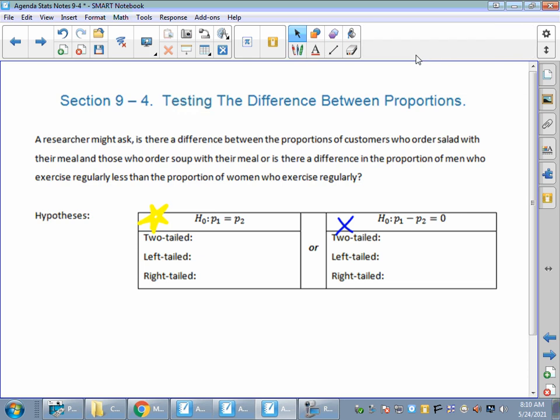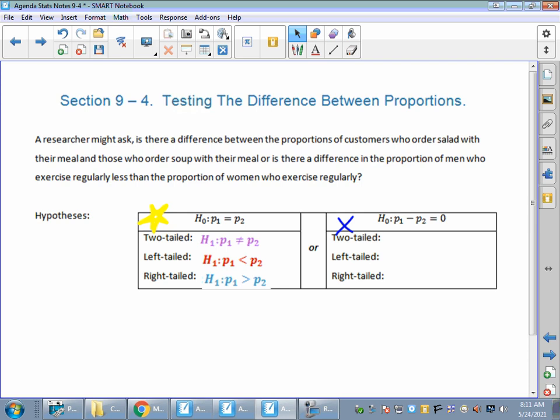So our H sub O, like always, is our hypothesis with equality. So H sub O will always be proportion 1 equals proportion 2. If it's two-tailed, those things are not equal. Is there a difference between them? If it's left-tailed, we're looking: is proportion 1 less than proportion 2? And right-tailed, our H sub 1 will be proportion 1 is greater than proportion 2.